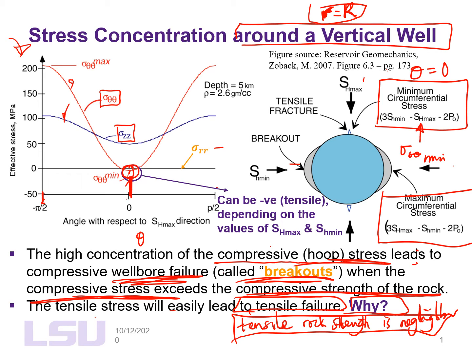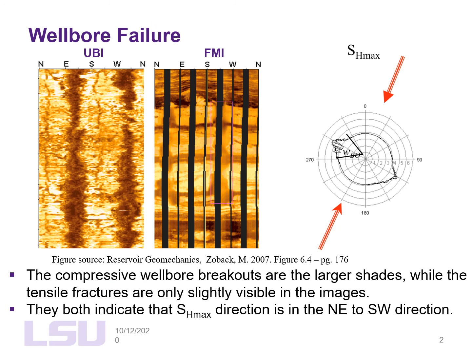If you plug in theta equals pi over 2, which is 90 degrees, then you have your sigma theta maximum as this. The equations look alike, right? But they are not identical. You say this is 3 times SH max, whereas this is 3 times SH min. So they are different. And I'll show those equations subsequently.